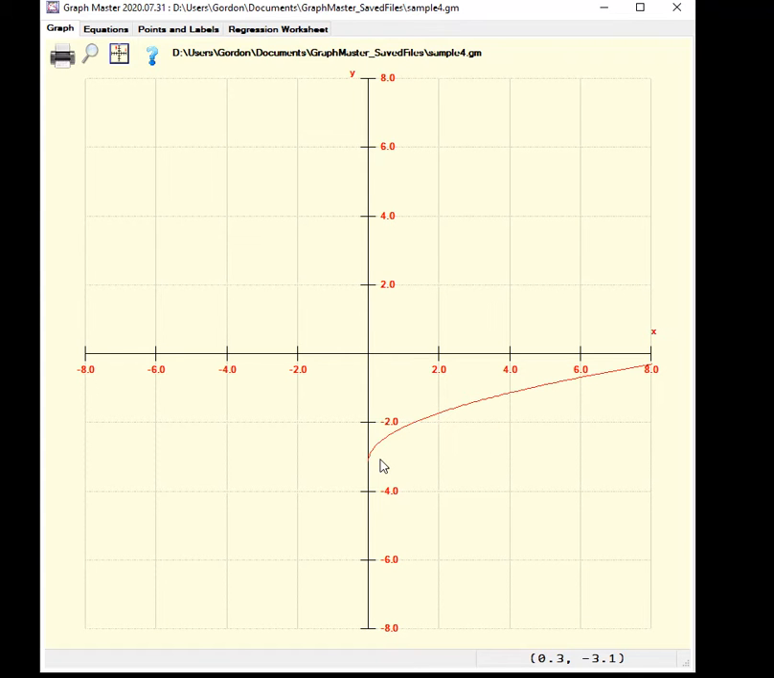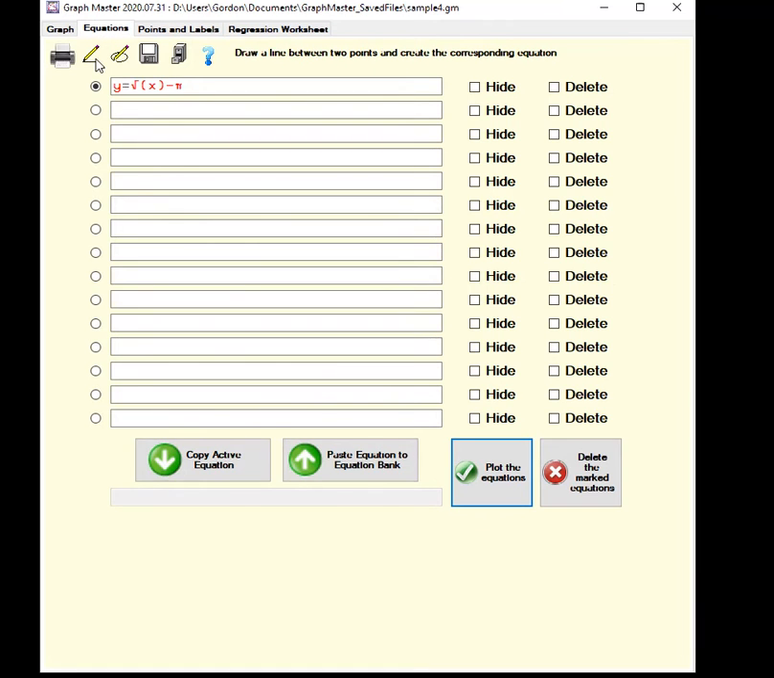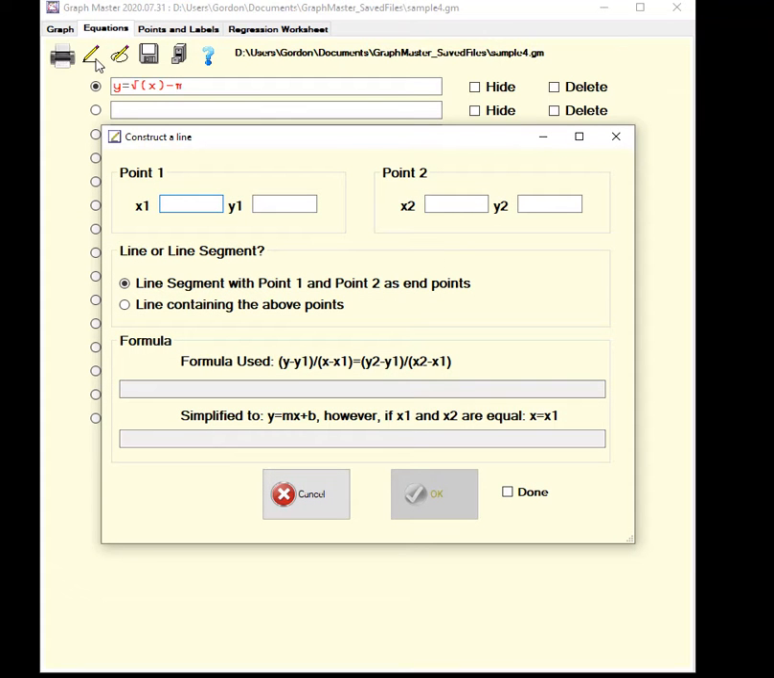Now, let's make a line segment between the following. So we go to Equations, click on the Line tool. Point 1 is going to be -2 and 6. And our second point will be 4 and -8.